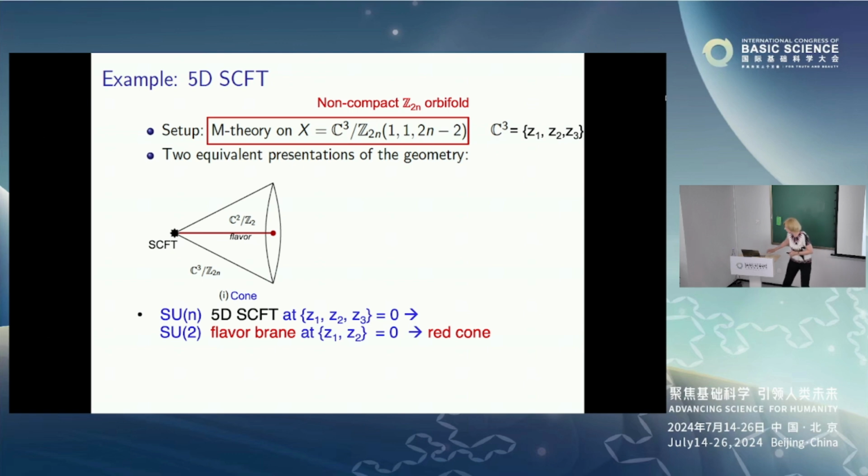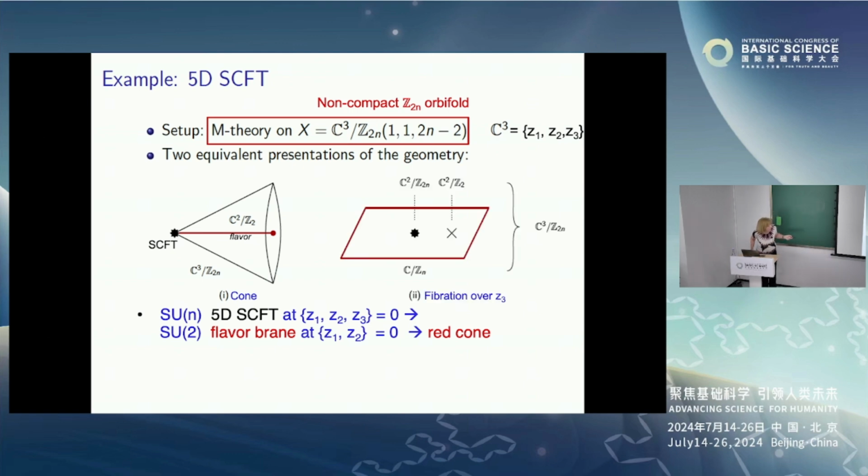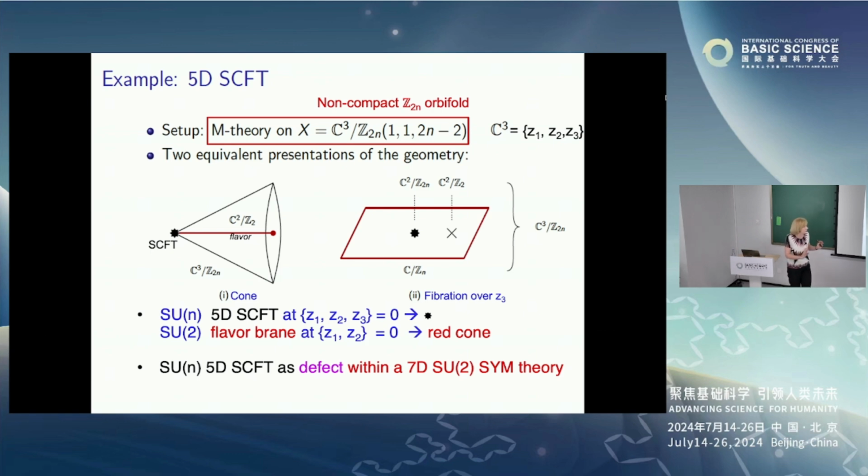There is an analogous interpretation of this geometry via fibration over the Z3 complex coordinate. So again, this defect picture is very natural here. We are dealing in the resulting theory with an SU(N) superconformal field theory, and this 5-dimensional CFT is now viewed as a defect within 7-dimensional SU(2) flavor symmetry.